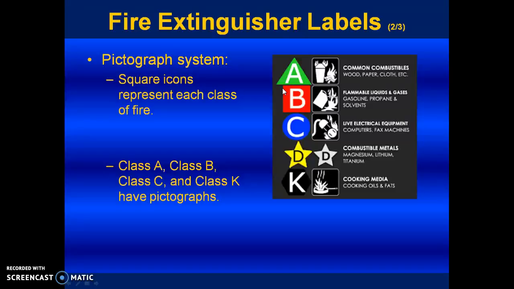Fire extinguisher labels on the current fire extinguishers that are more common: you'll see the pictograph system. They're square icons. They represent each type of fire that the extinguisher can be used on. Class A, Class B, Class C, and Class K will all have pictographs, which you can see located here on the screen.